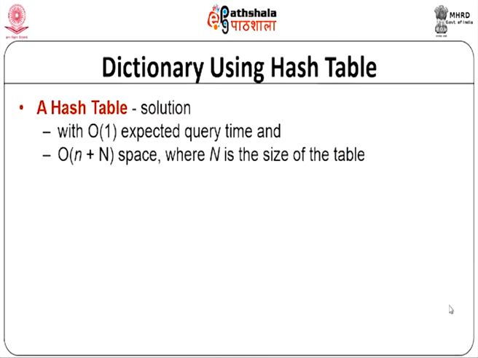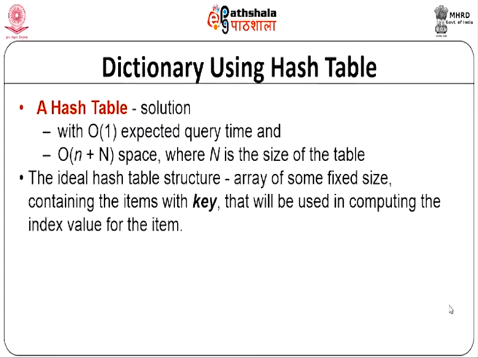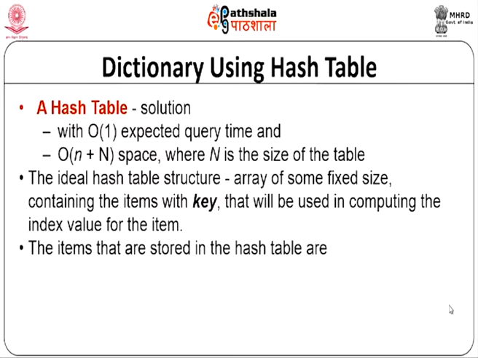and the space may be of the order of n plus N, where n is the number of entries and N is the size of the table, the hash table that we are talking about. So, in an ideal hash table structure, it is an array of some fixed size containing the items with a key. Now, this key is the important concept of any hash table that will be used in computing the index value of the item. Normally, we do not store it using the array index, we store it using a key, where key would be the index to the item. So, that is how we do that.